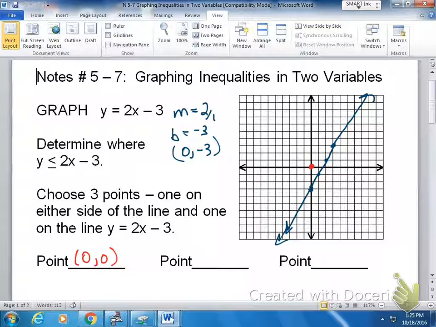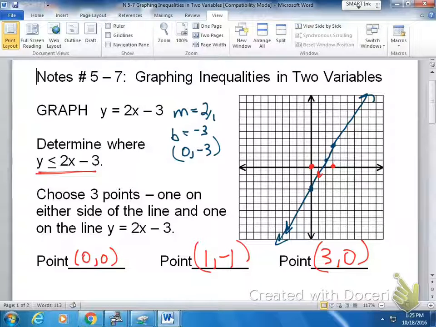I'm going to go ahead and pick (1, negative 1), this point that's on the line right here, and then pick anything on the other side. I went ahead and picked (3, 0), because if I can keep zeros in, that's better. That would be over here. So I have one on the line, one to the left, and one to the right. Now, what we're going to do with these is decide which of those points actually gives us correct solutions, okay? And to do that, I'm going to plug them into this equation.